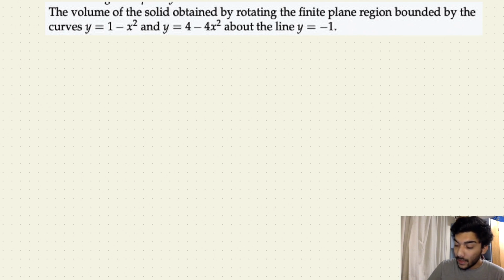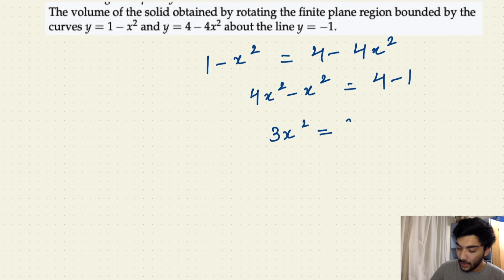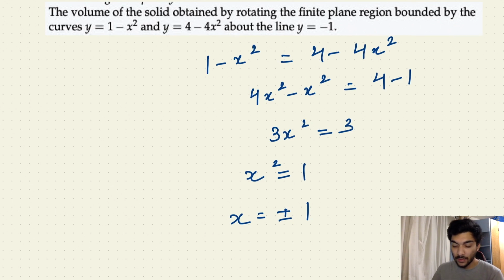So to calculate the intersection points, you'll again equate the y or the x values. Since it's easier to equate the y values, we'll take the y values. So we'll equate 1 minus x square with 4 minus 4x square. If I shift x square to the other side and 1 to the other side, 4x square minus x square, this would be 4 minus 1, right? This is 3x square equals 3, x square equals 1, x equals plus minus 1. So now we have identified the intersection points, which are x equals 1 and x equals -1.